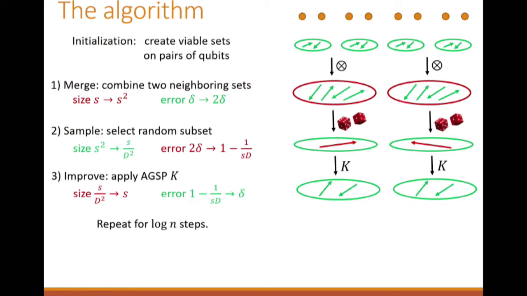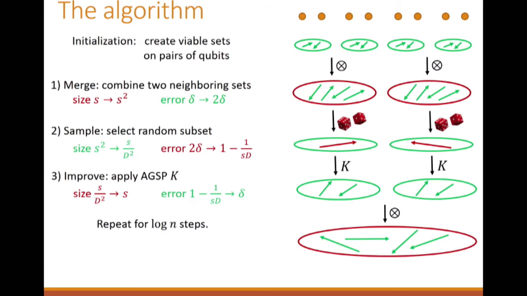So that's the structure of the algorithm. We just repeat this log n times, combining these sets pair by pair. In the end, we end up with a polynomial size set of vectors that have polynomial size representations. And then, depending on what we were asked for, we return the R lowest energy eigenvectors, where R is a parameter of the algorithm.